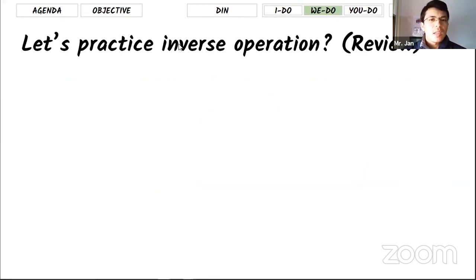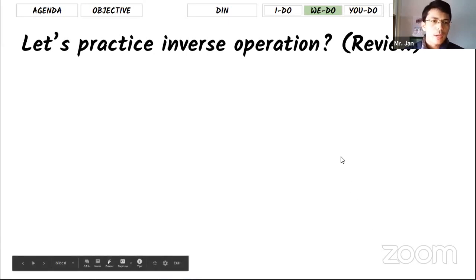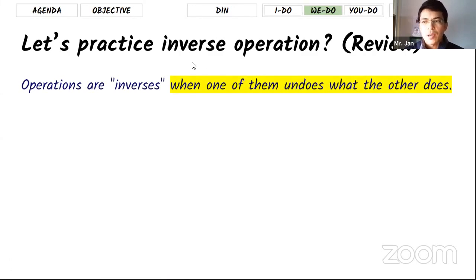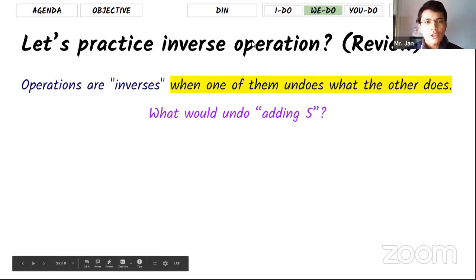So let's practice inverse operation. This is also a review from last week. If you remember, you were doing a demo practice. Inverse operation means the opposite operation of one thing is done. So one undoes what the other does. This is what I mean. What would undo adding 5? Could you write it down in the chat box? Let me see a couple of responses.